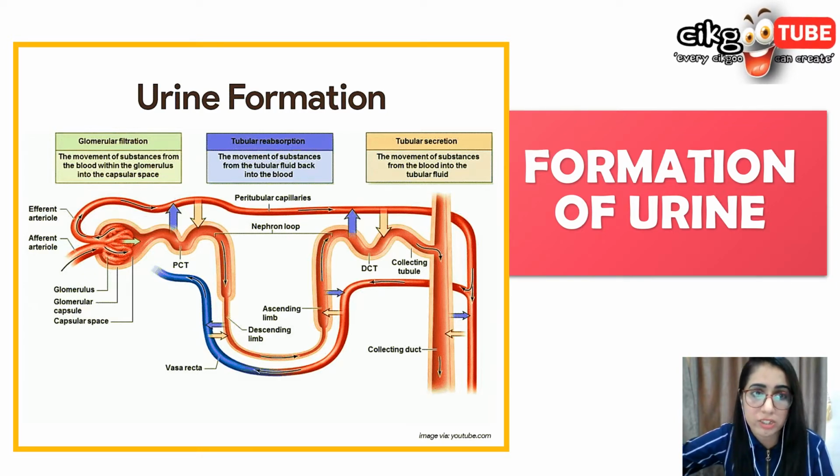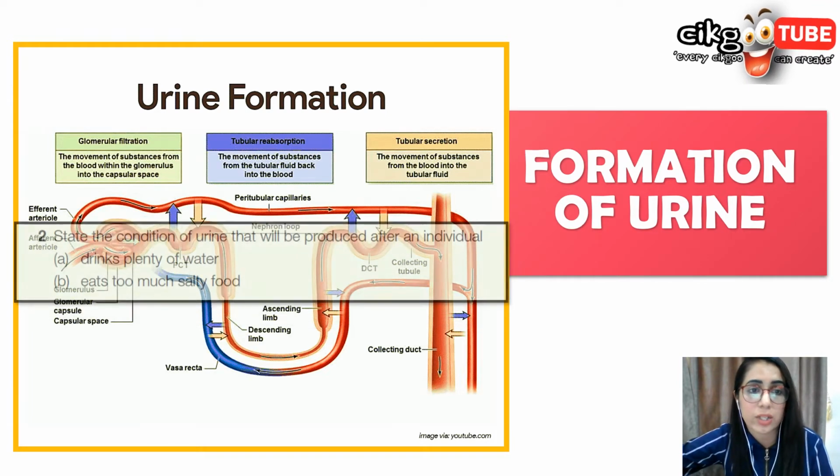Glomerular filtration is the movement of substances from the blood within the glomerulus into the capsular space. Reabsorption is the movement of substances from the tubular fluid back into the blood. And secretion is the movement of substances from the blood into the tubular fluid.